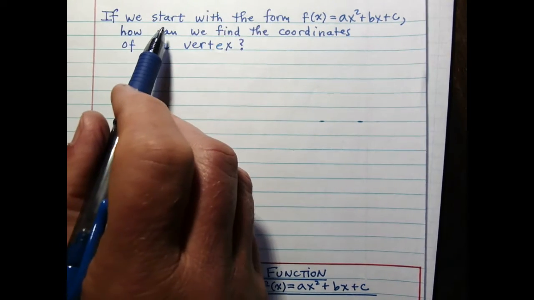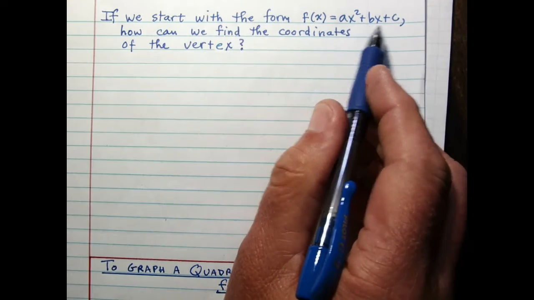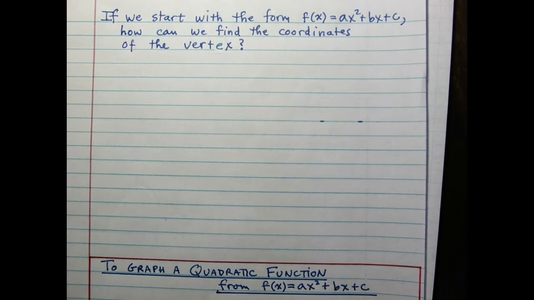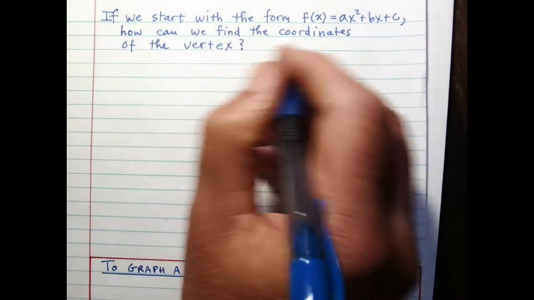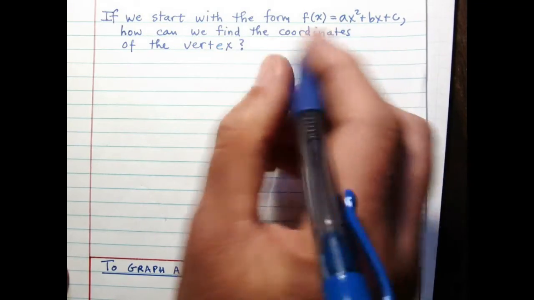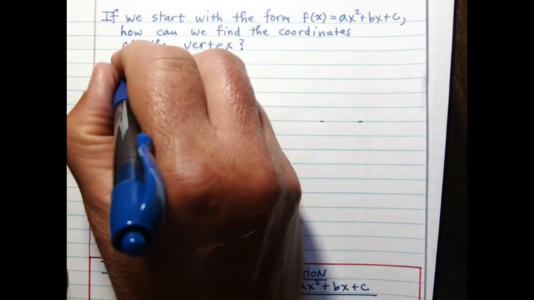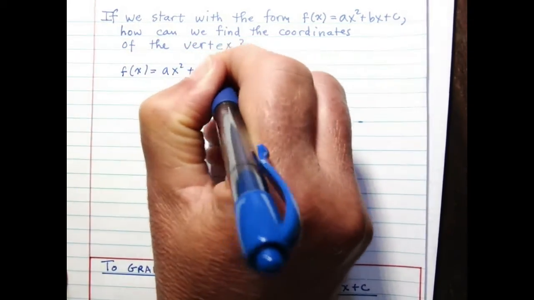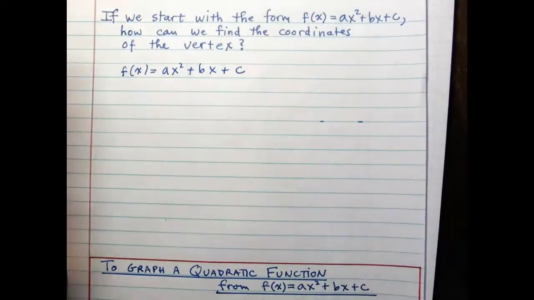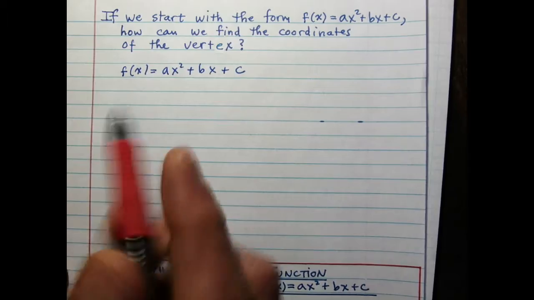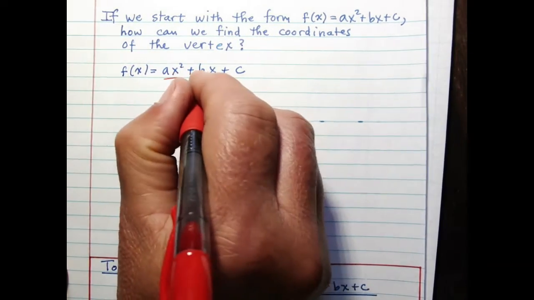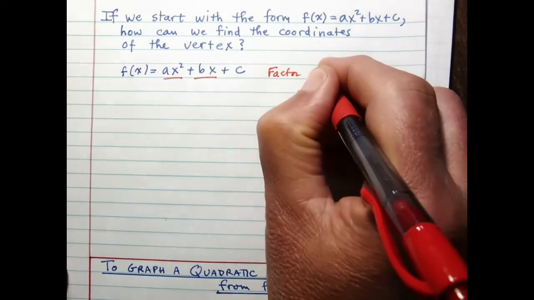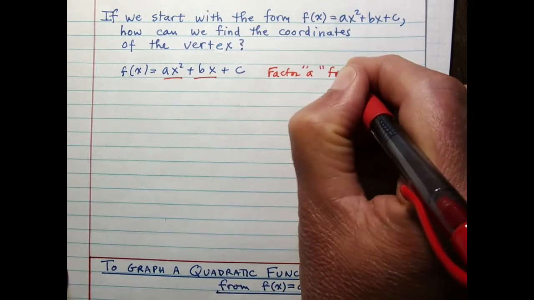So I'm asking this question. If we start with the ax squared plus bx plus c form, how can we find the coordinates of the vertex? And what we're going to do is we're just going to derive a formula for the coordinates of the vertex. So let's go ahead and take that f of x equals ax squared plus bx plus c. And what I want to do is imitate what we did in that first example where we completed the square, right? We wanted to factor a from the first two terms.